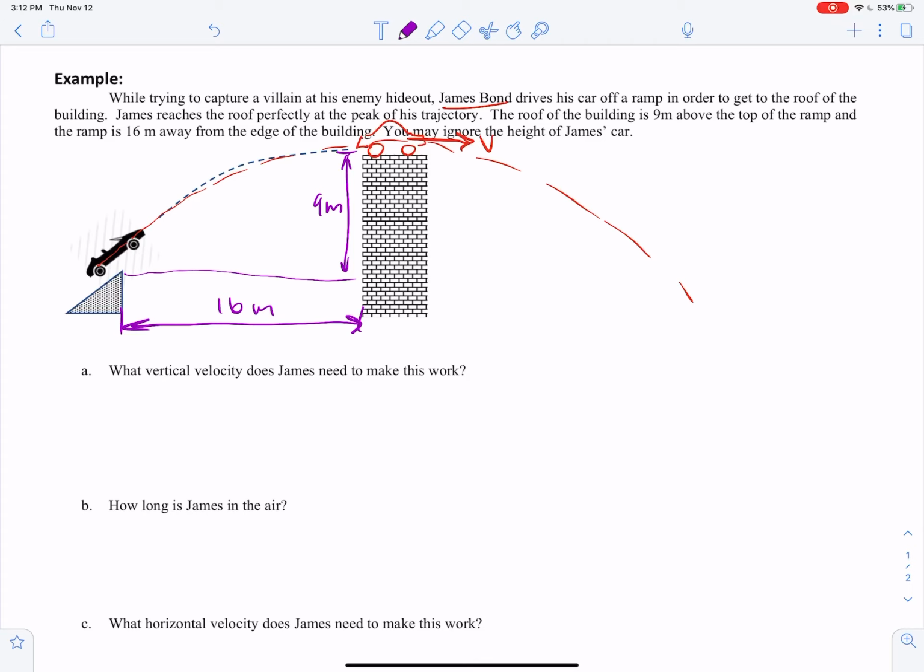All right, so first question A, with what vertical velocity does James need to make this work? So we know that James is going to be launched from this point vertically and horizontally. And so this initial horizontal velocity is unknown, and this initial vertical velocity is unknown. And we're eventually going to be asked to find those. So let's start with the vertical.